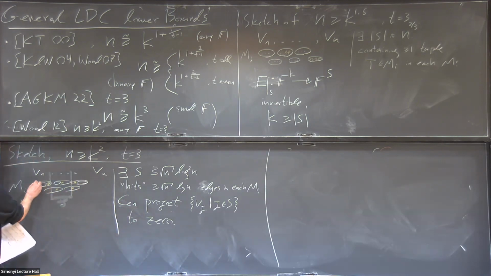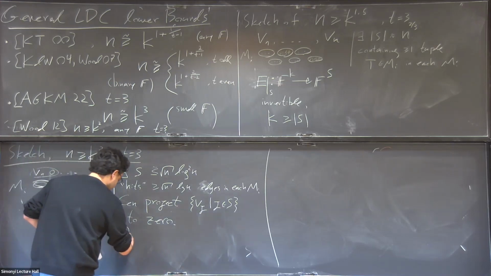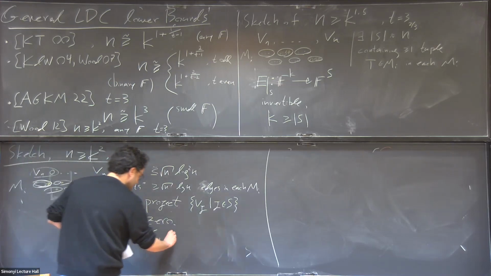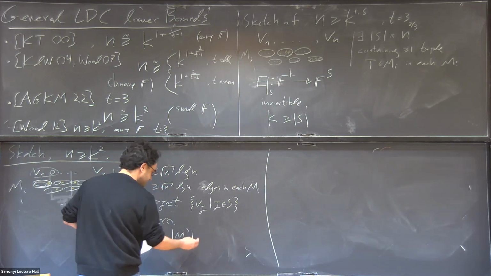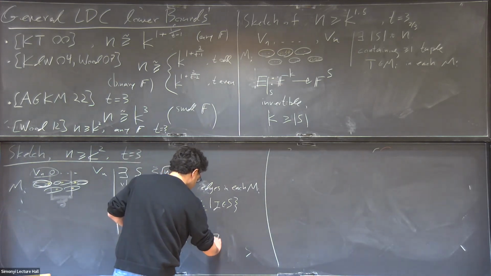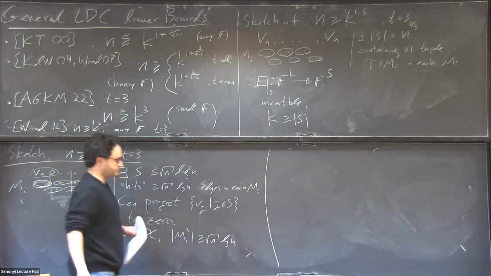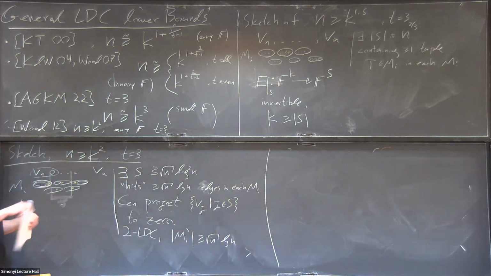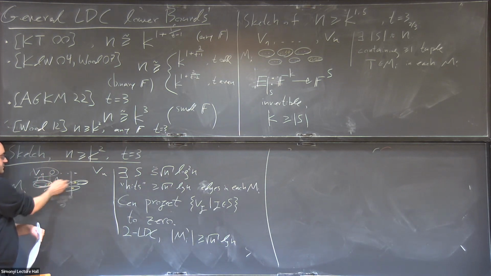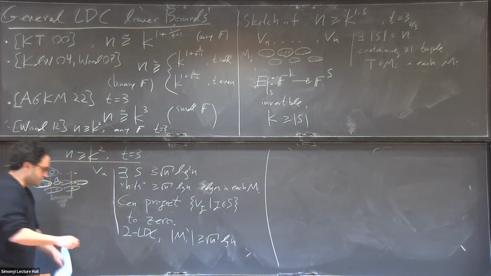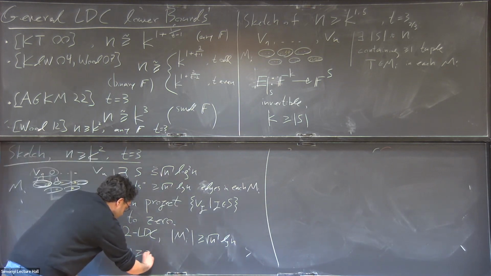But now, if these 3 things had EI in their span before, now one of them is 0. So I only have to read the 2 that are not 0. So I get a two-query code. You get a 2 LDC, where the size of the new matchings is something like this. So I only keep the tuples where I hit one of the 3. And then you use this lower bound.